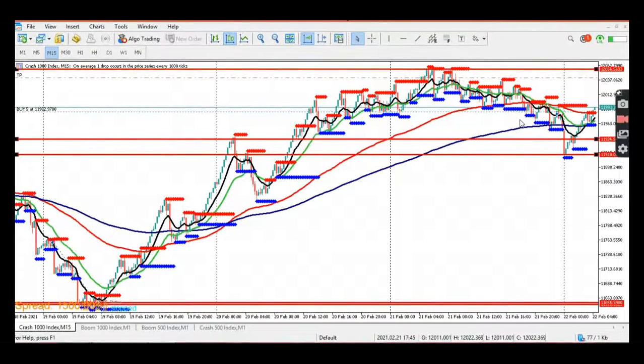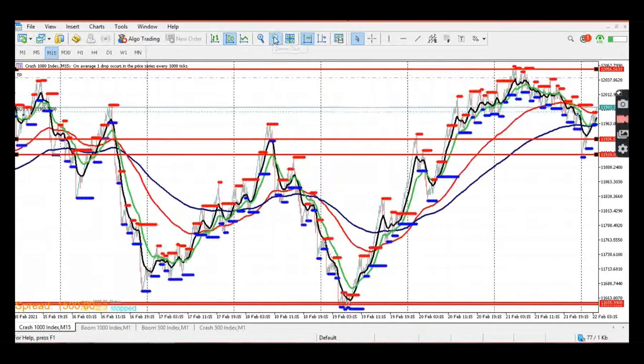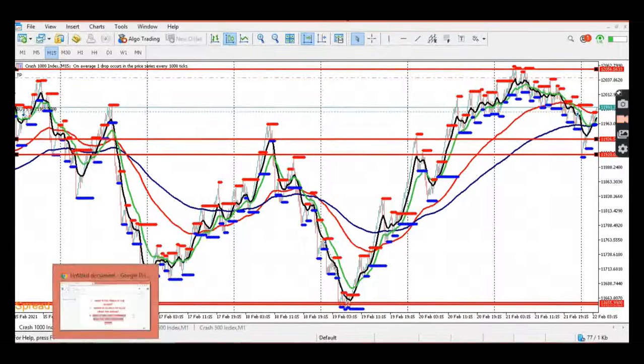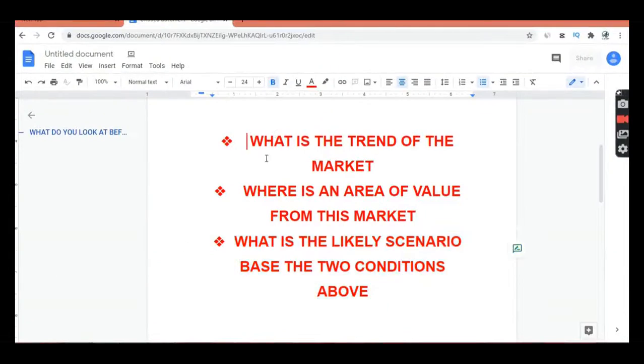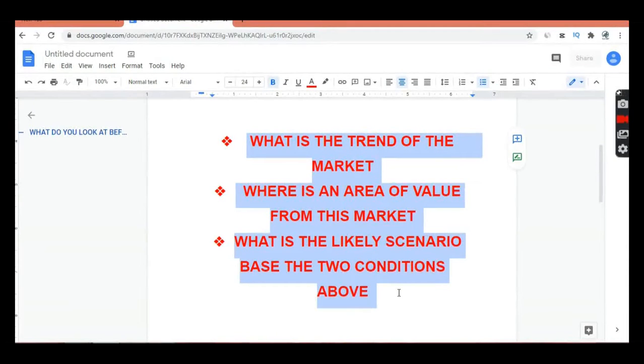I think with this basic explanation, I'm very sure you all understand what you need to do, or what the 3 necessary steps are to take before you place a trade on the boom and crash market. And it always happens in the other ones, because a lot of people have been asking me, they want me to guide them.